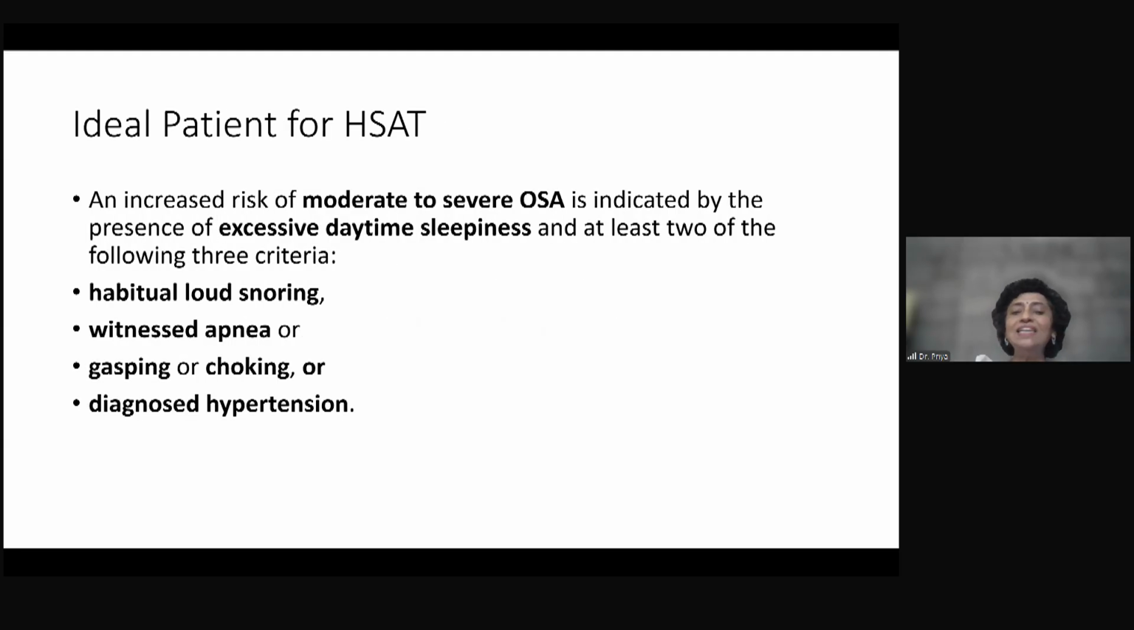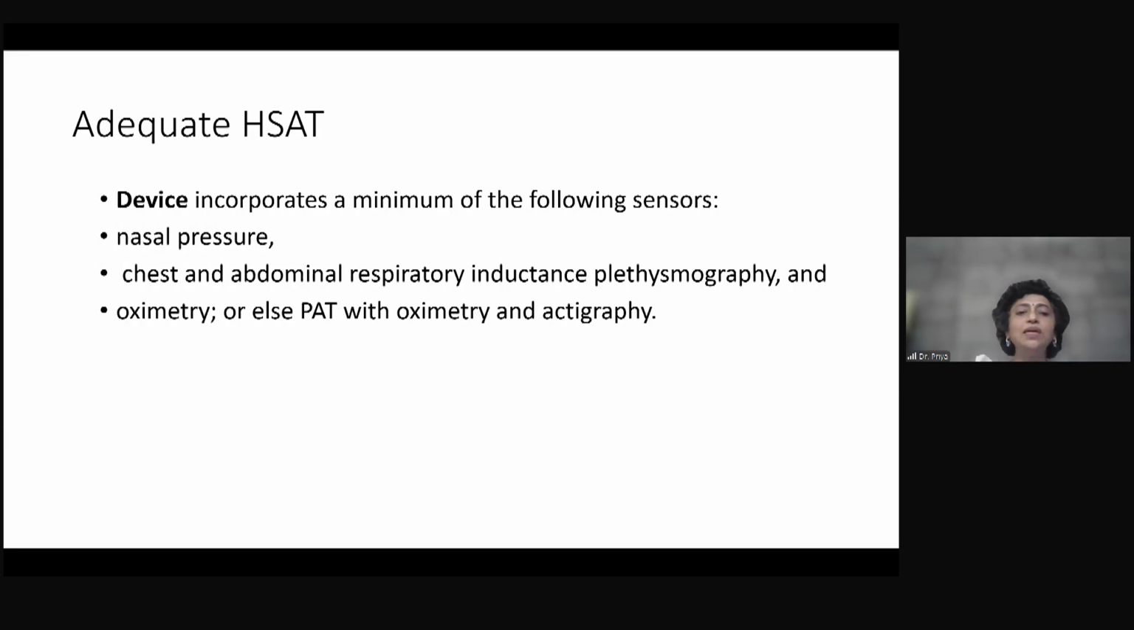So who's the ideal patient? We know whom we should not do. In whom should we do? A patient who is at moderate to severe risk of OSA, as indicated by a history of habitual snoring, witnessed apnea, gasping or choking, a diagnosed hypertension, and who doesn't have any of the other contraindications. What is adequate equipment for a home sleep study?